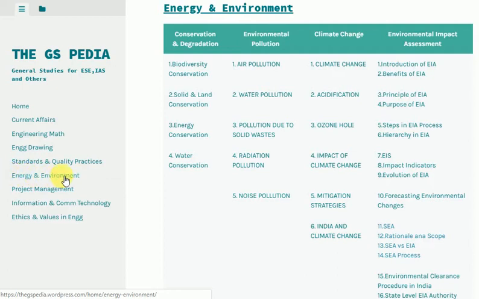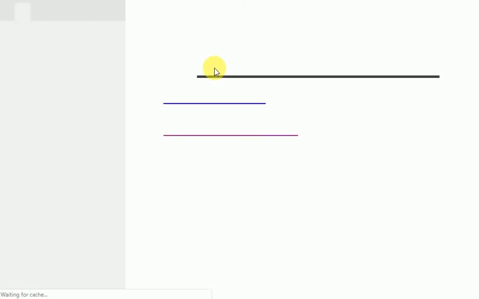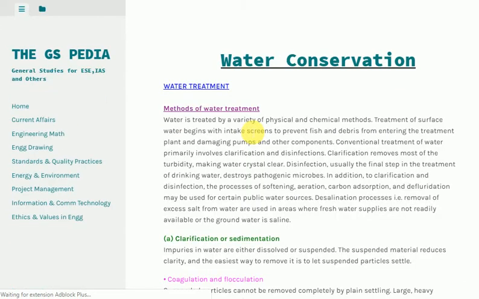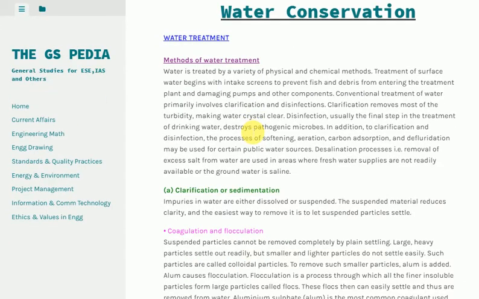In this video we discuss a subtopic of energy and environment, which is water conservation. First we have to know what water treatment is. Let's start with methods of water treatment. Water is treated by a variety of physical and chemical methods.